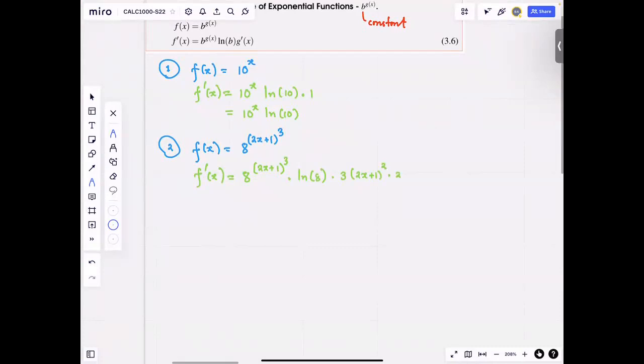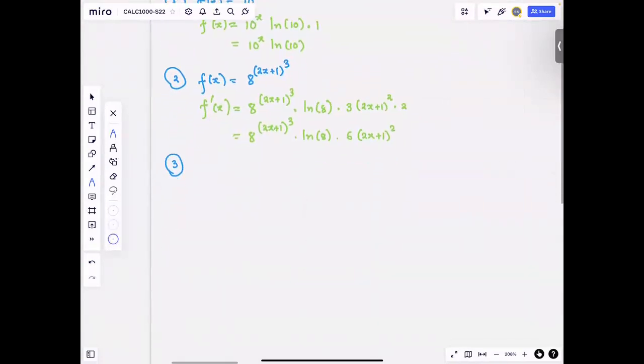Perfect. Now, if I have to simplify this, I can write this as 8 to the power of (2x plus 1) to the power of 3 times the ln of 8. And this other piece can be multiplied by 6 (2x plus 1) to the power of 2. Awesome. And that's pretty much all it is there. I'm going to do a final example. This is the one that I find a lot of students get a bit confused about.